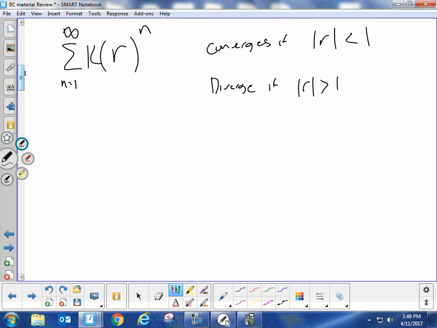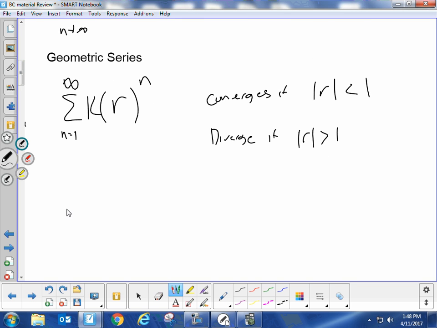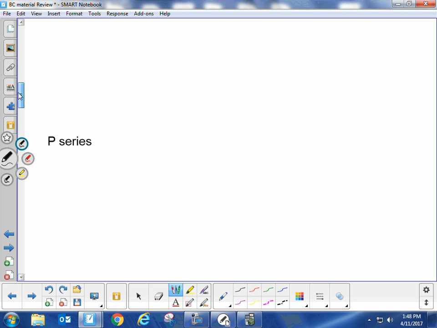Okay, now geometric series are great because we could actually find the sum. The sum of a geometric series is always going to be the first term divided by 1 minus the r. This can be shown once we look at Maclaurin and Taylor series that its sum is that.